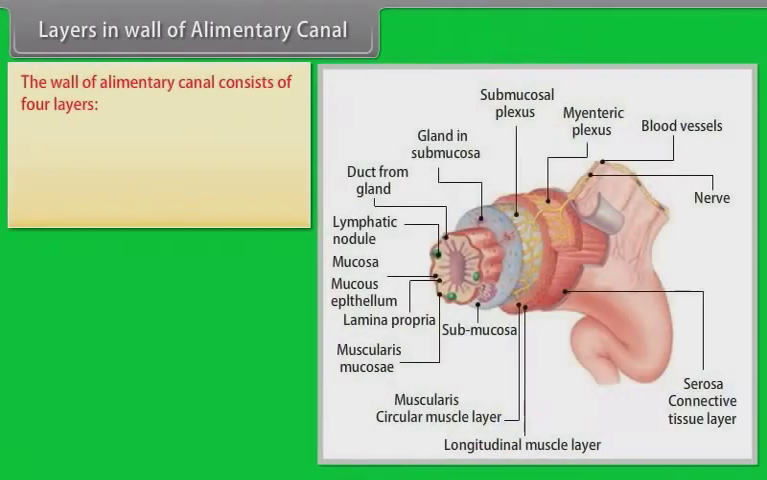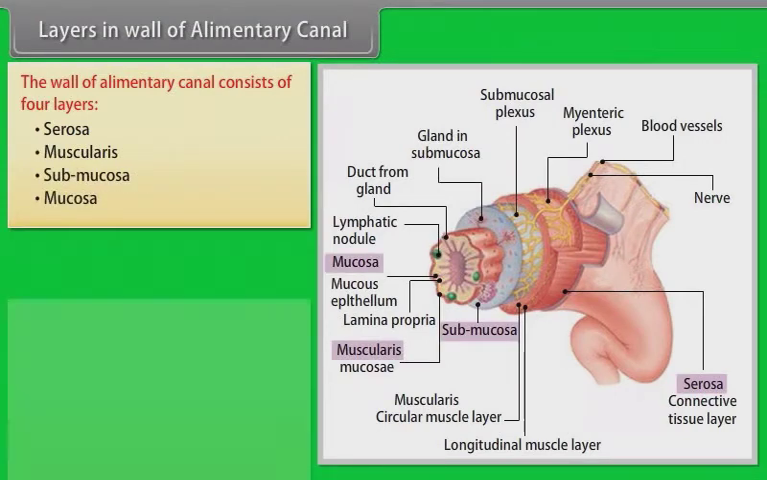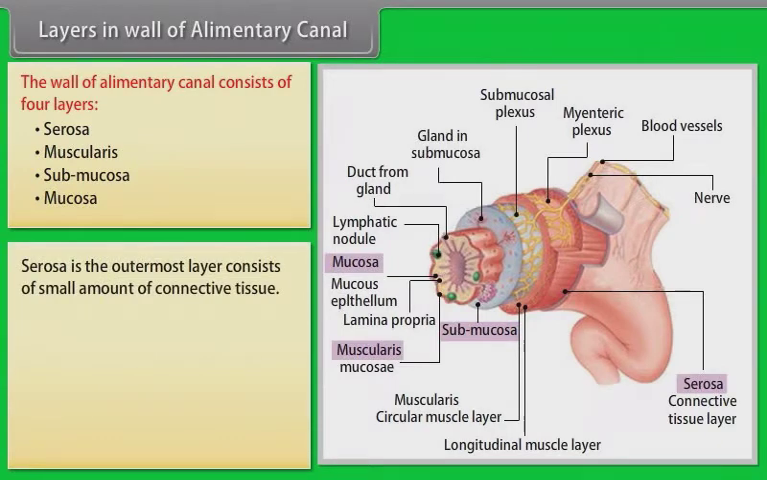Layers in the wall of the alimentary canal. The wall of the alimentary canal consists of 4 layers: serosa, muscularis, submucosa, mucosa. Serosa is the outermost layer and consists of a small amount of connective tissue.